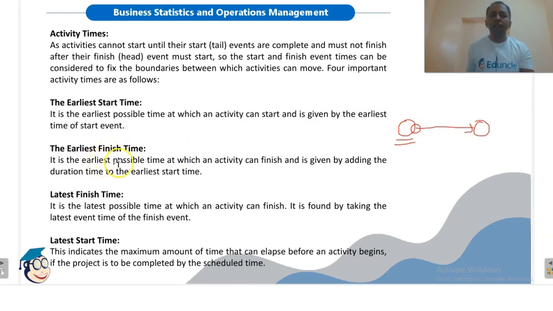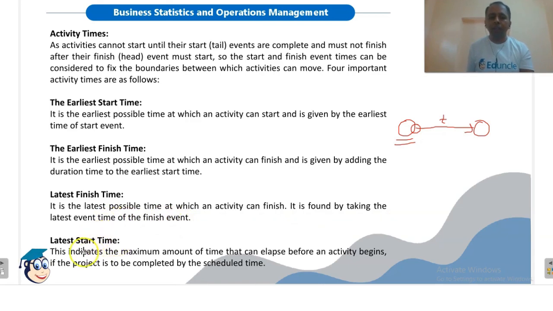Earliest finish time is the earliest possible time at which an activity can finish. So जल्दी से जल्दी, the earliest when we can finish a particular activity, and it is given by adding the duration time to the earliest start time. This activity will have a particular duration time, say t. So we will add t to the earliest start time that we have calculated here. Then latest finish time, late to late when we can finish a particular activity. It is the latest possible time at which an activity can finish. It is found by adding the latest event time of the finish event.